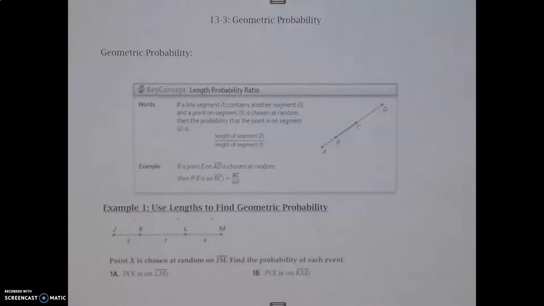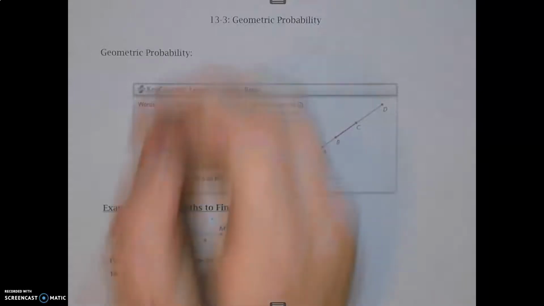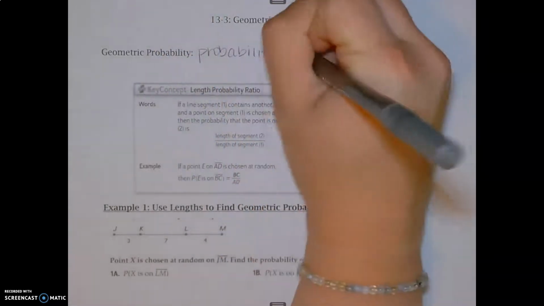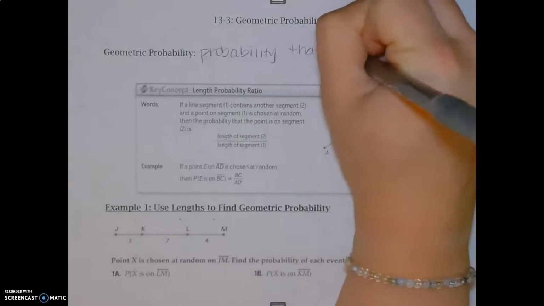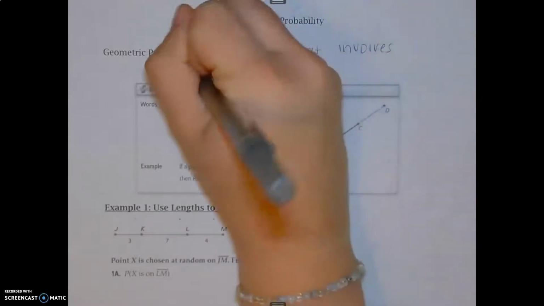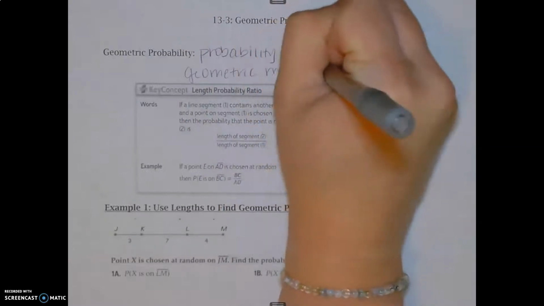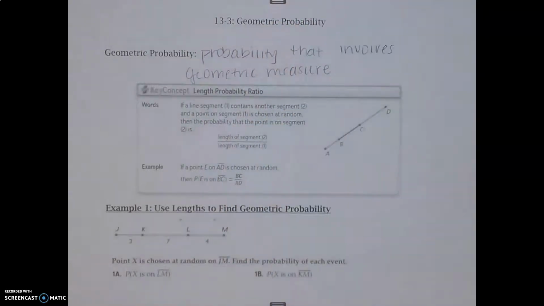Today we're going to be talking about geometric probability. So geometric probability is a probability that involves some kind of geometric measure. That could be something like length, angle measure, or area. So the first example we'll take a look at is length probability.